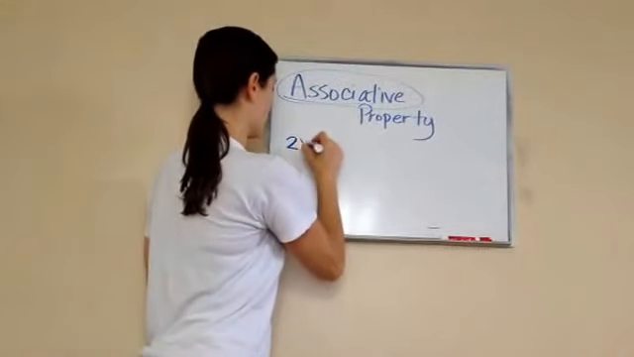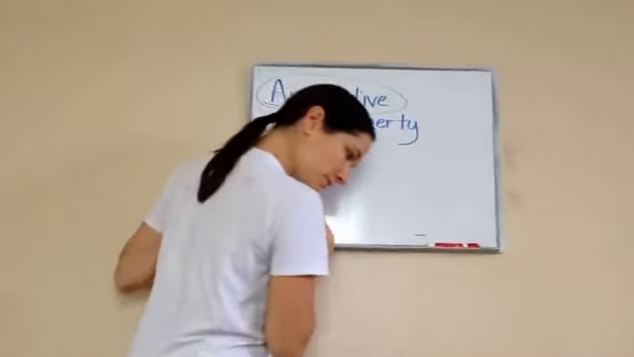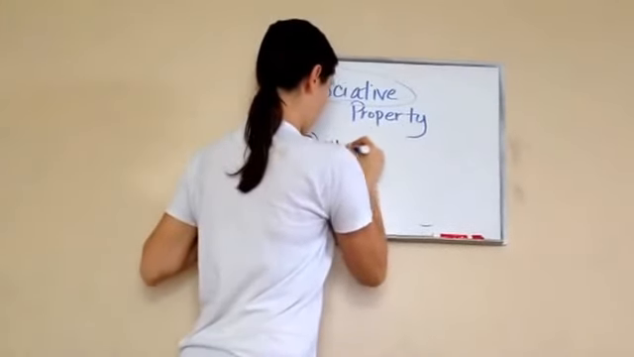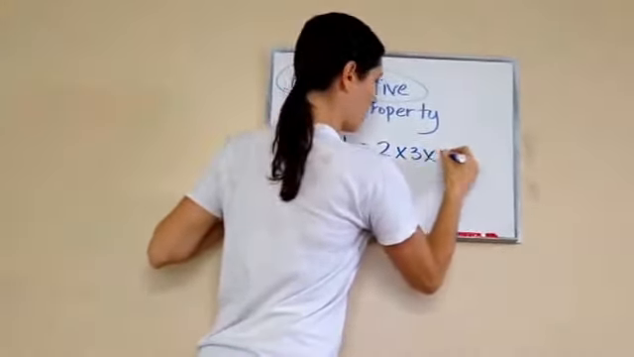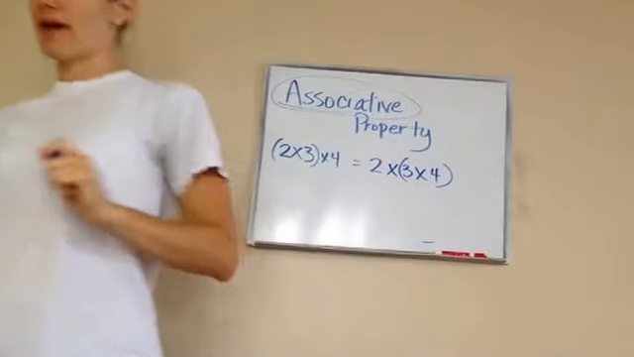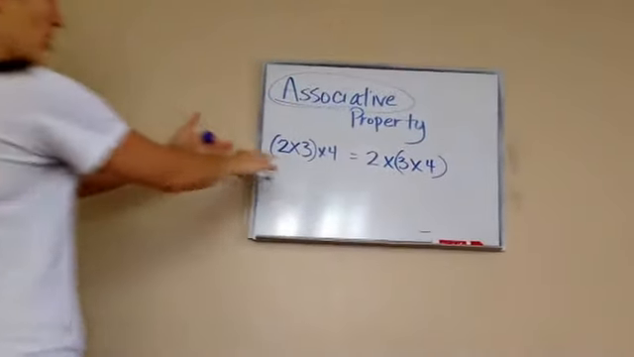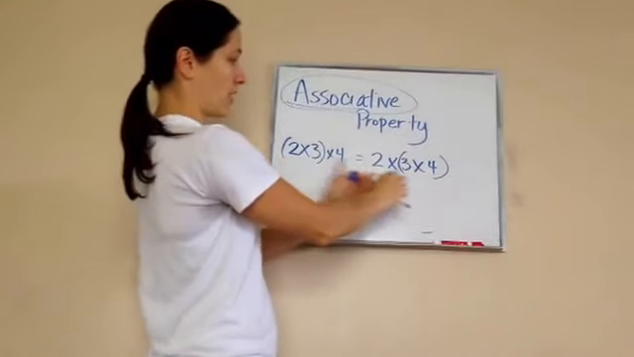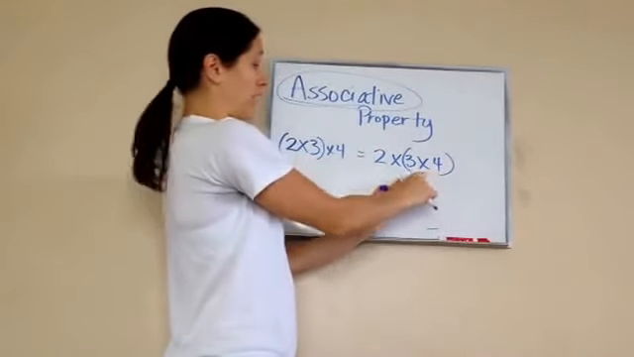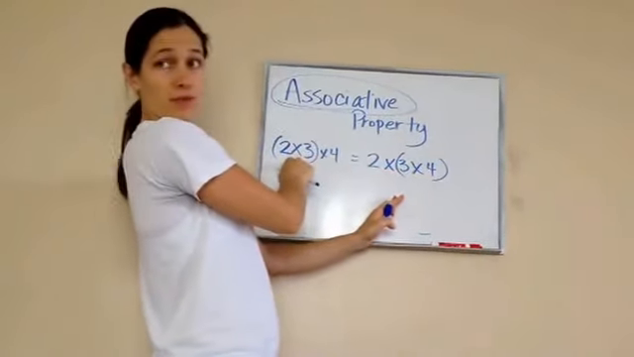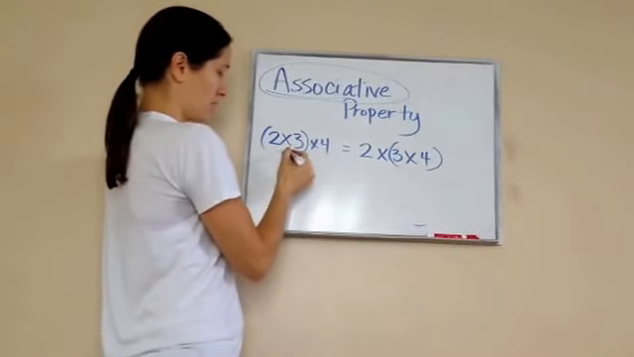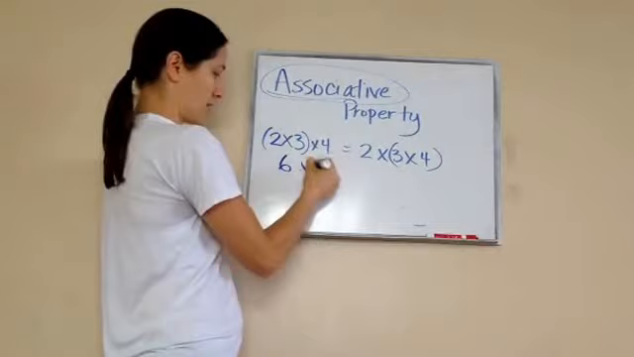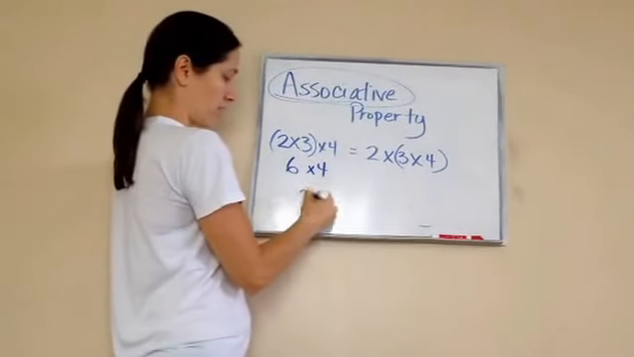For example, 2 times 3 times 4 equals 2 times 3 times 4. Okay, what do you notice about this? 2 and 3 are grouped together here, and 3 and 4 are grouped together here. Now we're multiplying this time. Okay, but let's go and do the parentheses first. 2 times 3, 6. 6 times 4, 24.